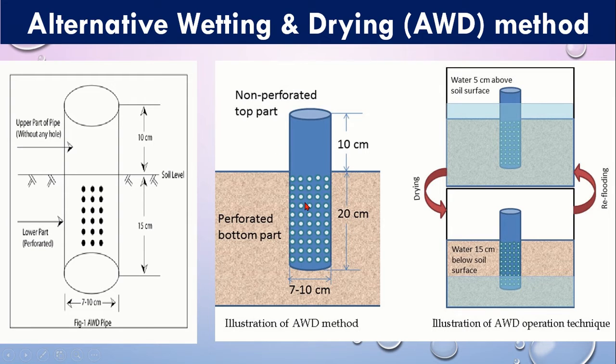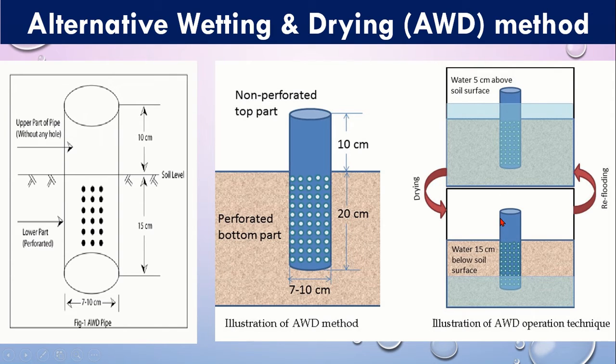You can see the color picture here as well. This is the soil surface, this is the upper part 10 centimeter, and this is the 20 centimeter underneath the soil, and the diameter will be 7 to 10 centimeter. Here are the holes, and when you flood the water, you have to put it up to this level, above the soil surface, which is 5 centimeter.